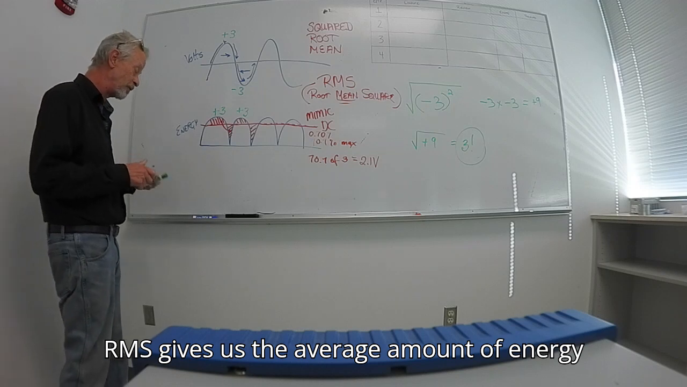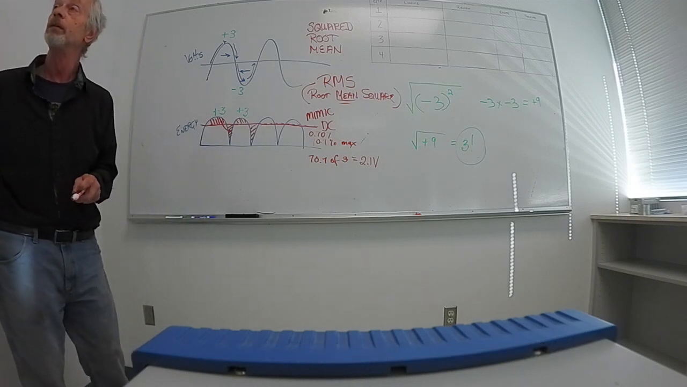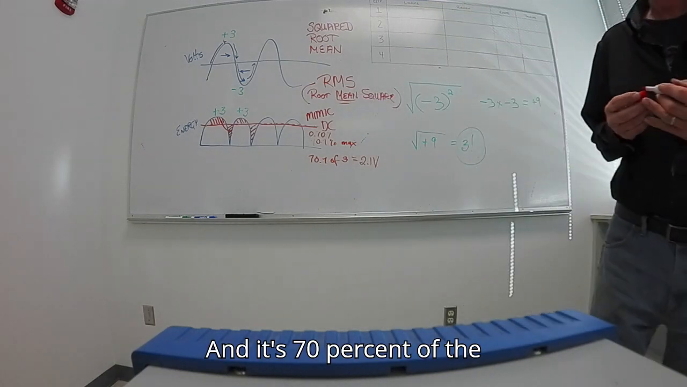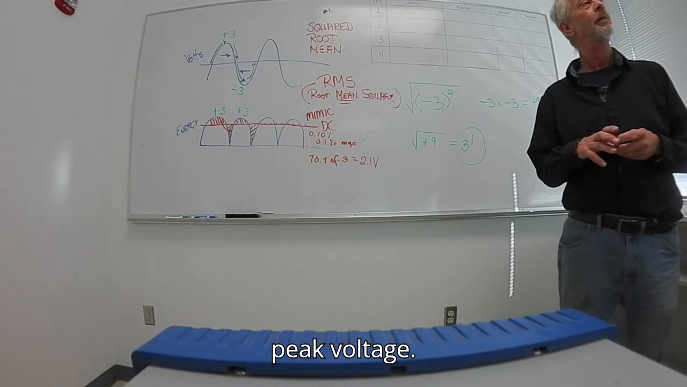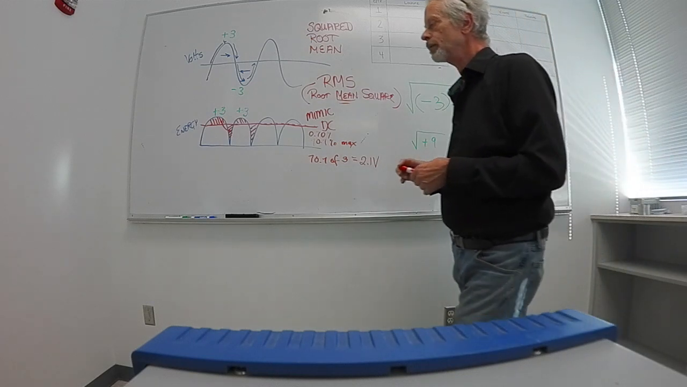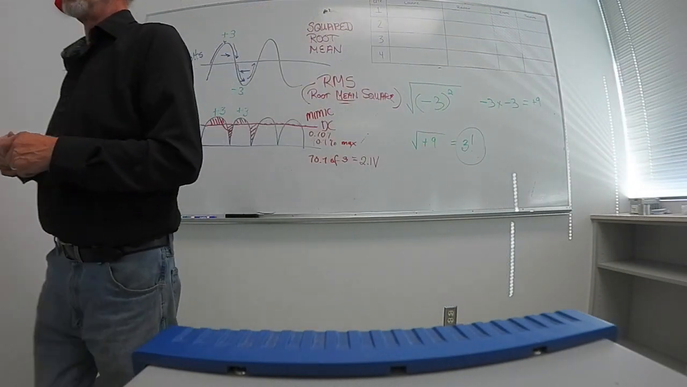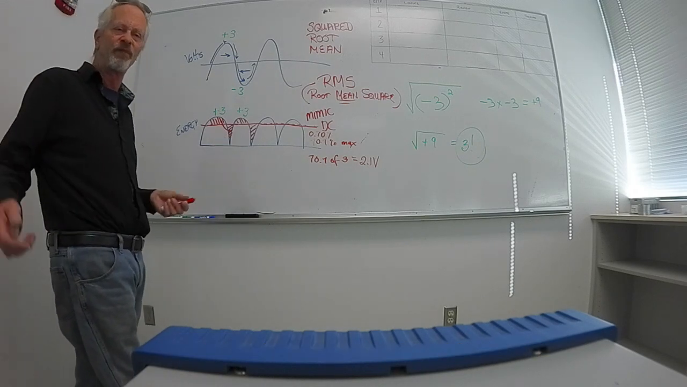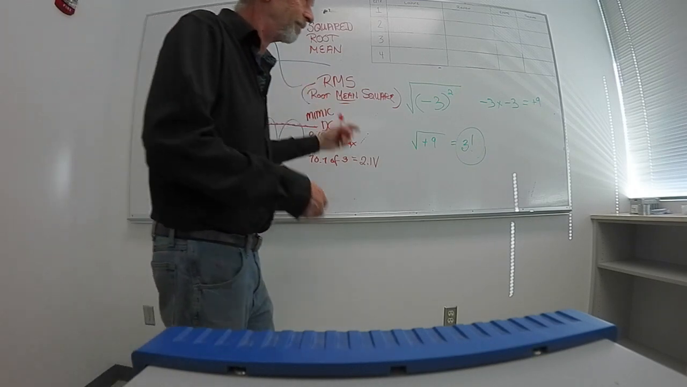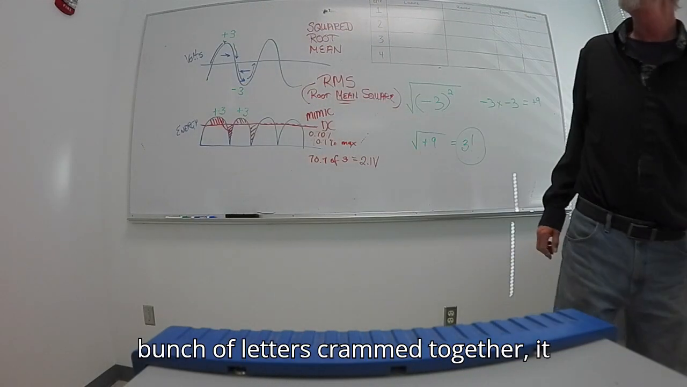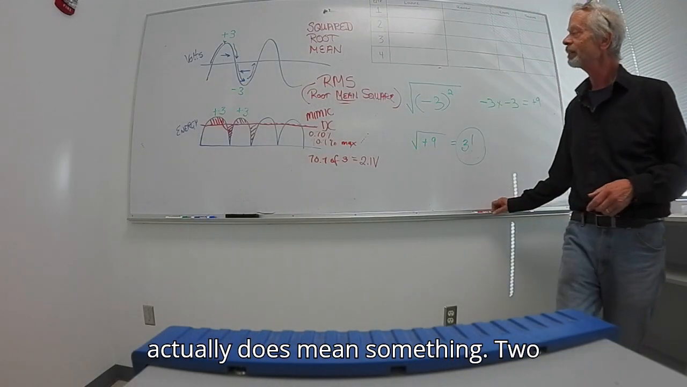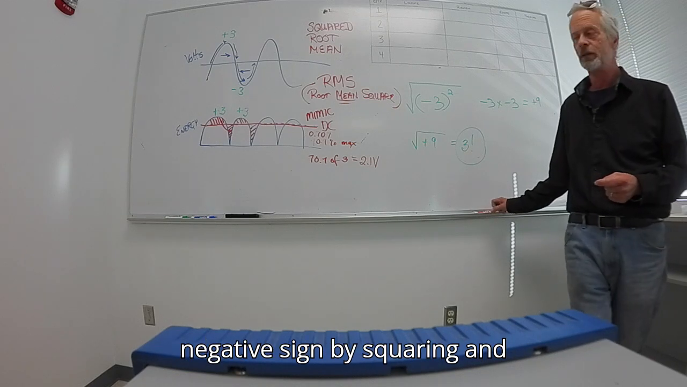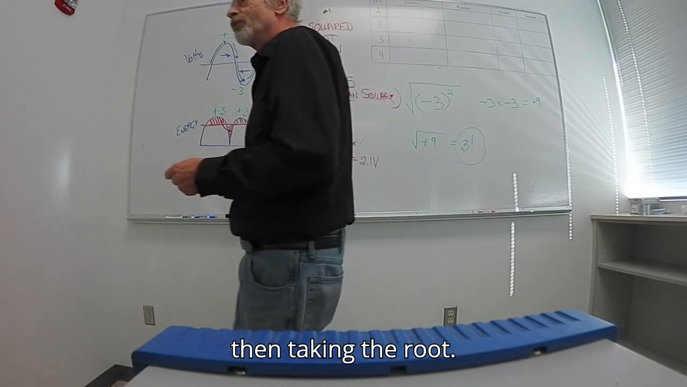RMS gives us the average amount of energy over time. And it's 70% of the peak voltage. Okay, so that RMS is more than just a bunch of letters crammed together. It actually does mean something. Two-thirds of it involves getting rid of a negative sign by squaring and then taking the root.